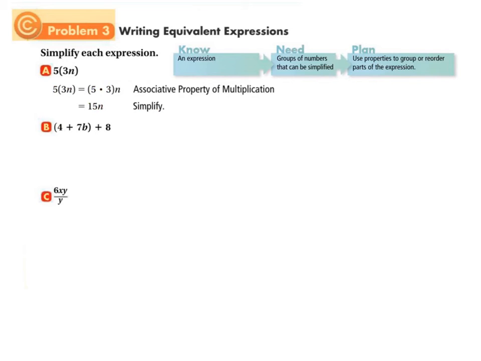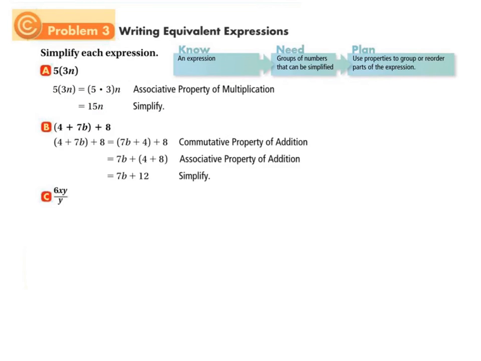Okay? What about here? 4 plus 7b in parentheses plus 8. What do we need to do? Sorry. We need to first reorder them. Okay? We reorder them inside the parentheses, so that's the commutative property. And now we're going to reassociate them. Instead of grouping these first two together, we're going to group the last two together because those are like terms. We can put them together like that. We get 7b plus 12.